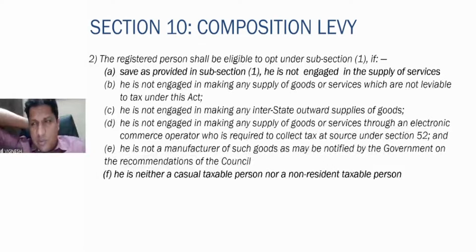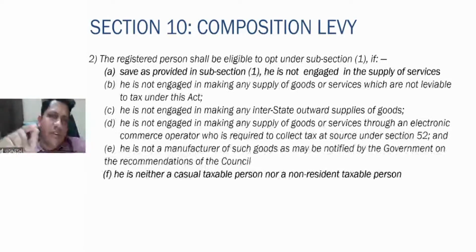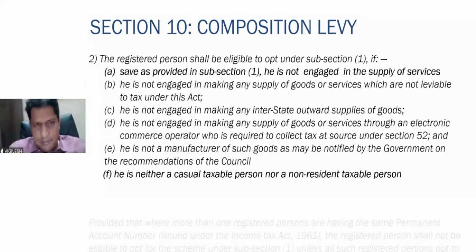What is a casual taxable person? If you are going to some other state just a few times, say for 1 week, etc., for selling your products, you can go for a temporary GST registration, which is called casual registration, where you become a casual taxable person. And once you become a casual taxable person, you are not eligible for composition scheme. Even a non-resident taxable person, a person from outside India who comes into India for setting up the business, is also not eligible for composition scheme.